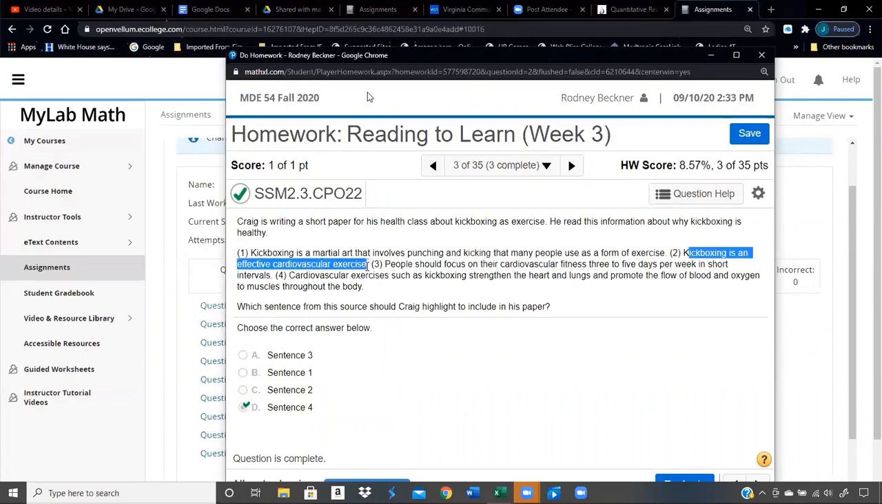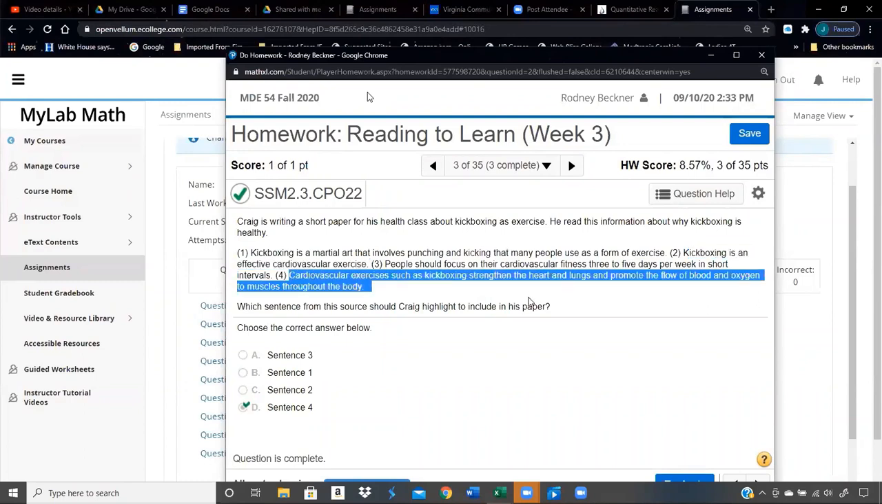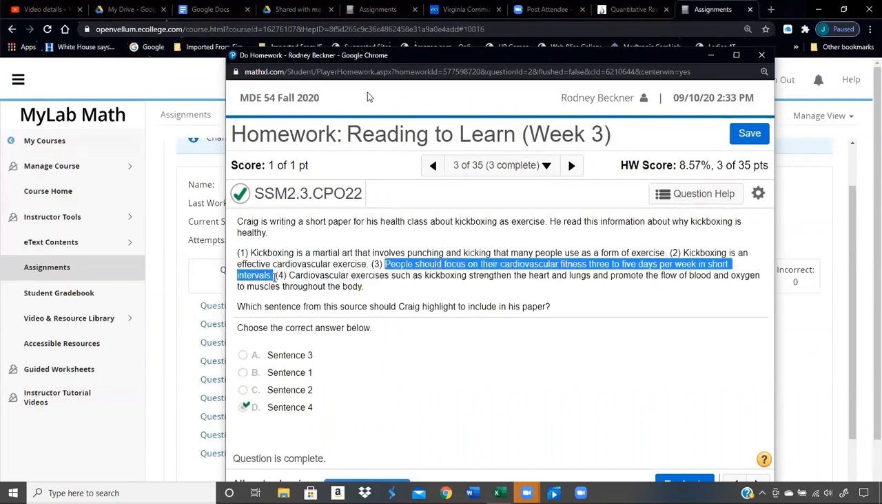Kickboxing is an effective cardiovascular exercise. That's cool, but sentence 4 also takes care of that. Sentence 3 we already tossed out because it doesn't even mention kickboxing at all. So 2's cool, but 4 is better. 1 is cool, but very generic and something that you would probably already know and don't need to highlight. That's why sentence 4 works.